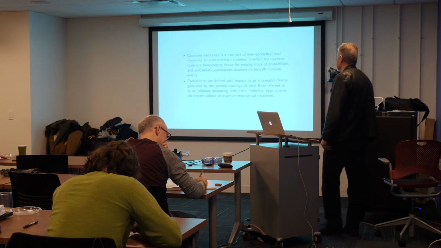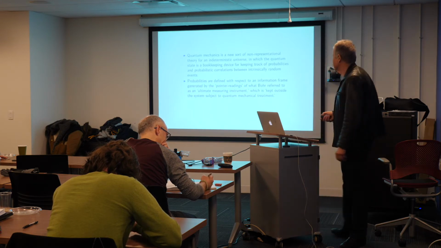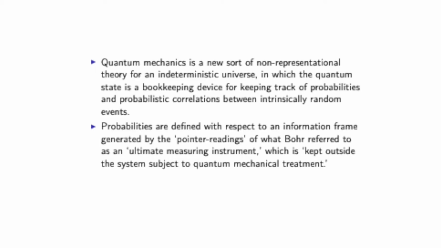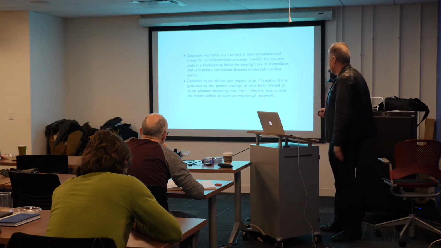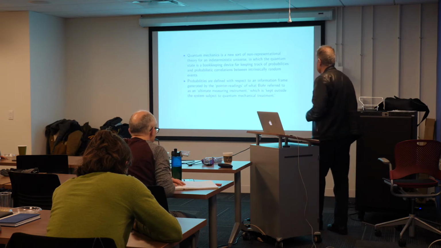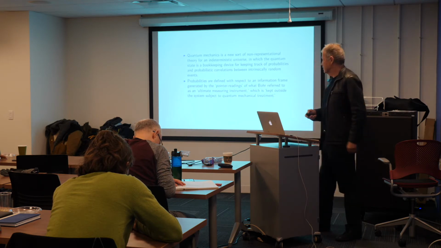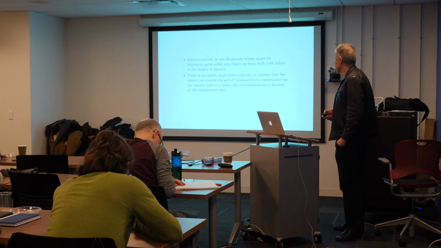So here, let me end with some Copenhagen-ish remarks. I see quantum mechanics as a new sort of non-representational theory for an indeterministic universe, in which the quantum state is a bookkeeping device for keeping track of probabilities and probabilistic correlations between events that are intrinsically random. And the probabilities are defined with respect to an information frame generated by the pointer readings of what Bohr referred to as an ultimate measuring instrument, which is, quote unquote, kept outside the system subject to quantum mechanical treatment.